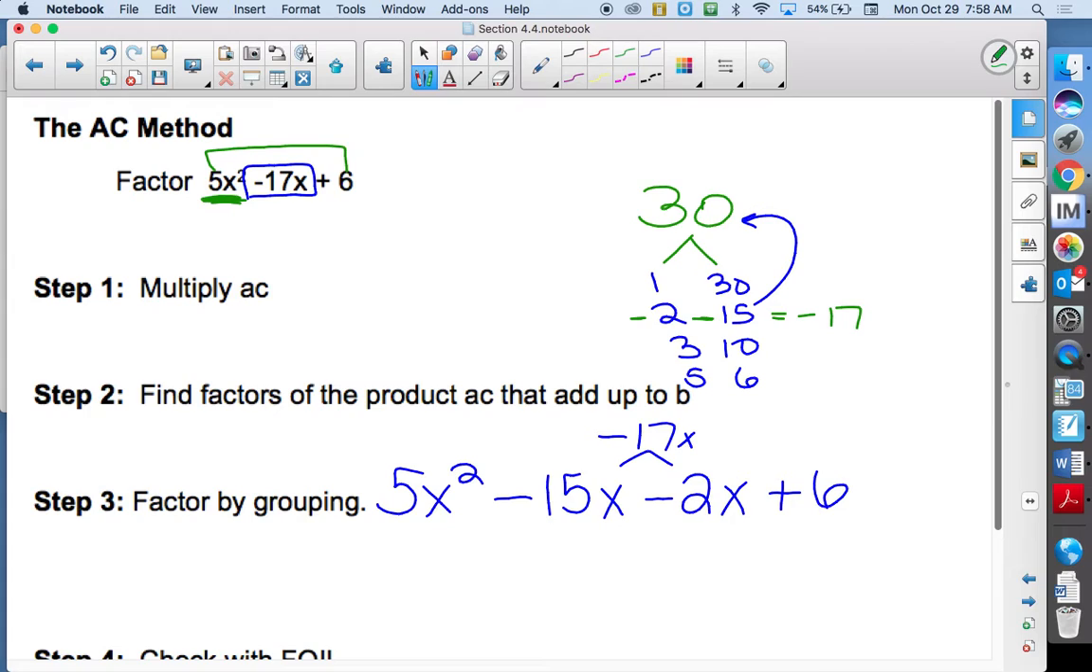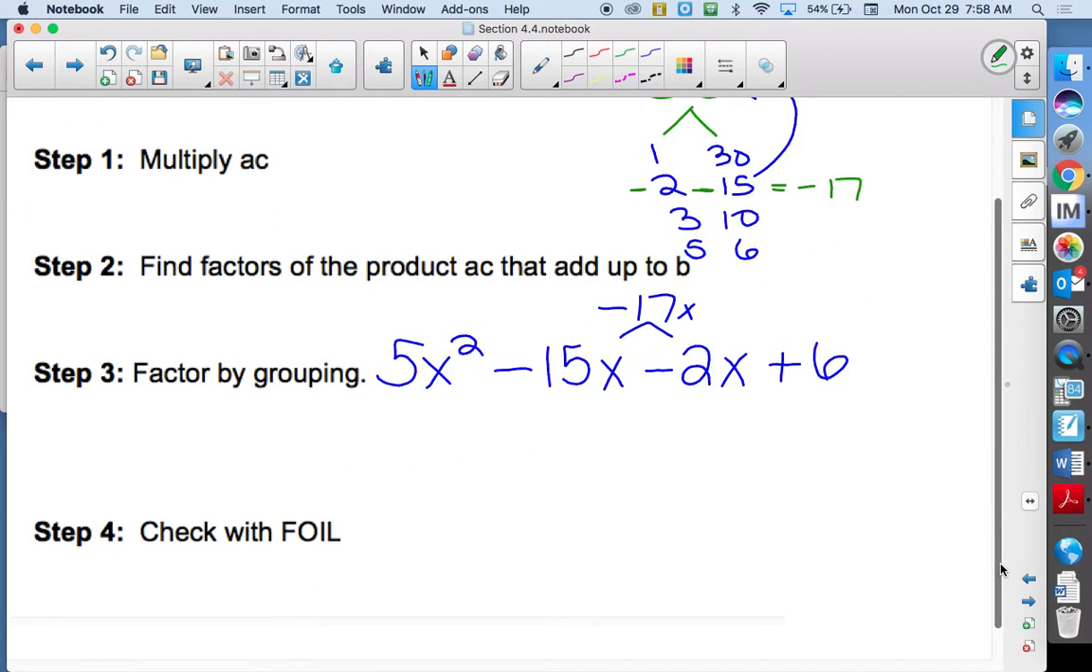Does anybody know what to do next? It depends who you had last year, if you did this extensively or you just did it a little bit. Yeah, you break it into two pieces, two parts. And we're going to just put a little line down the middle. So we're going to split this into two parts. There's 4 terms up here, so we're going to split the first 2 versus the second 2.